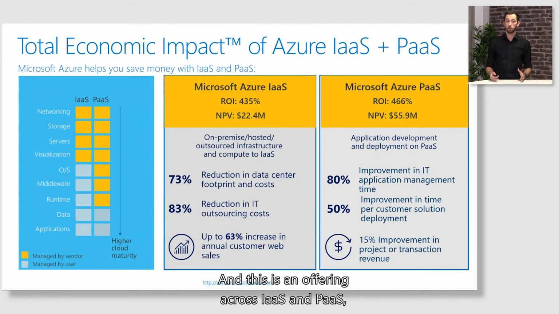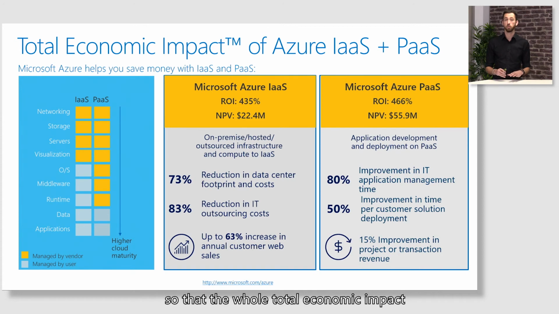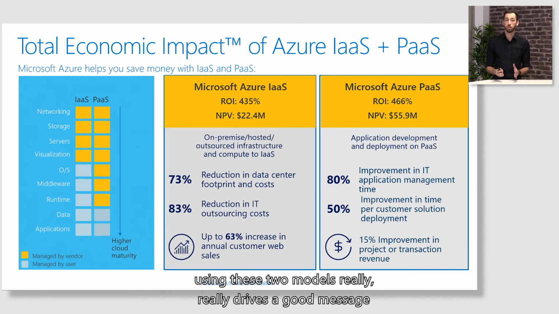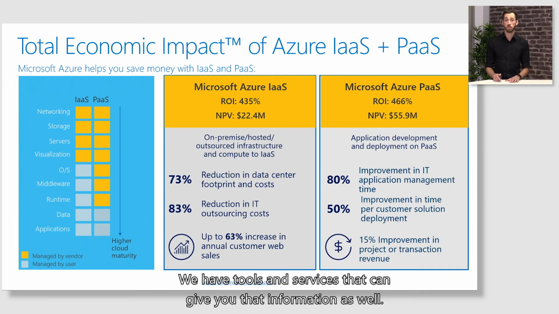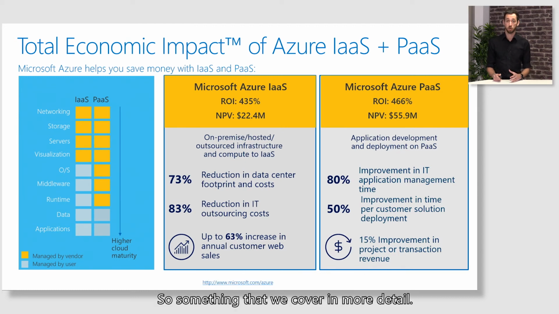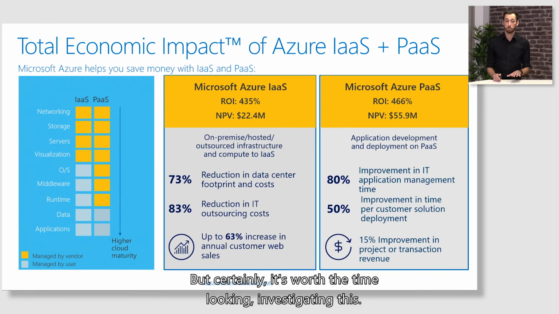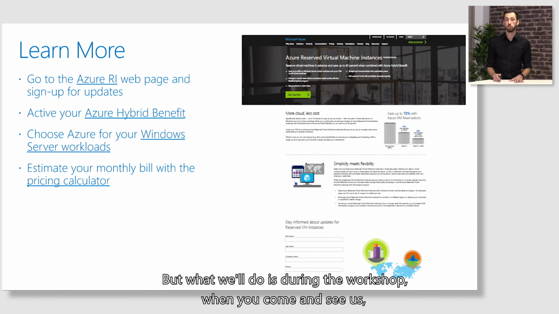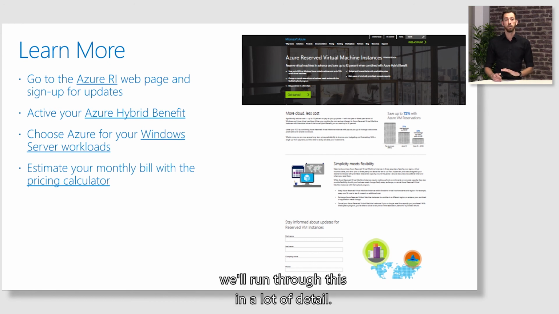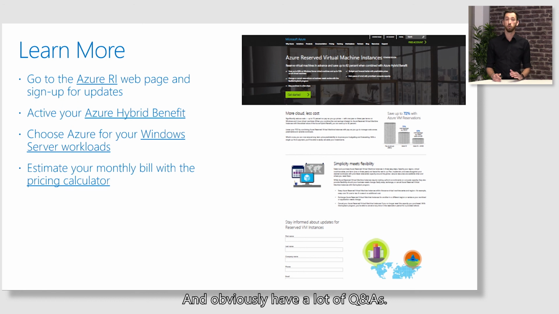And this is an offering across IaaS and PaaS, so the total economic impact using these two models really drives a good message and really good management of subscriptions as well. It's something people need to review maybe every quarter, maybe every 6 months, and we have tools and services that give you that information as well. We cover that in more detail, but it's certainly worth time investigating. I've put some little links up there that cover the high level facts, but during the workshop, when you come and see us, we'll run through this in a lot of detail and have a lot of Q&As.